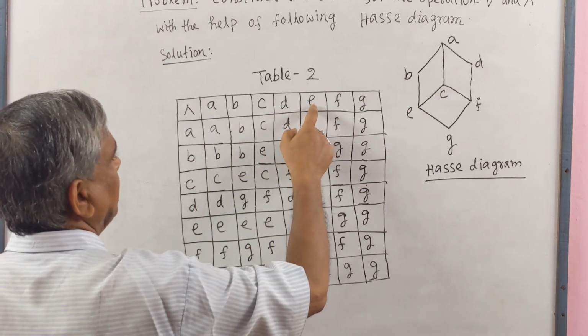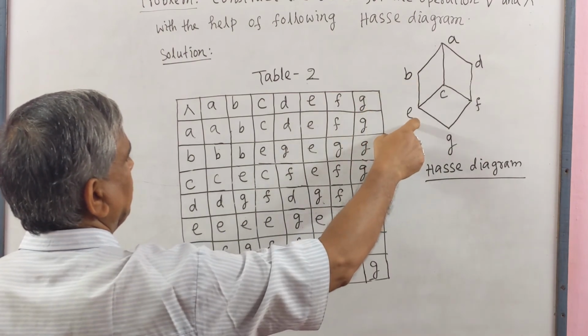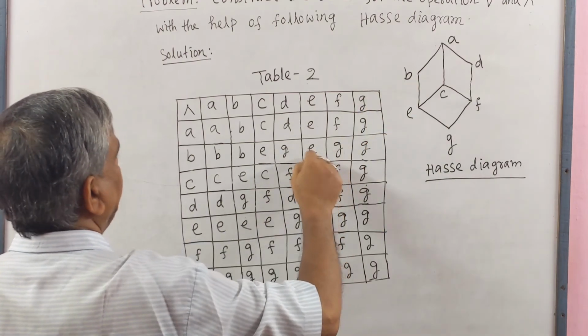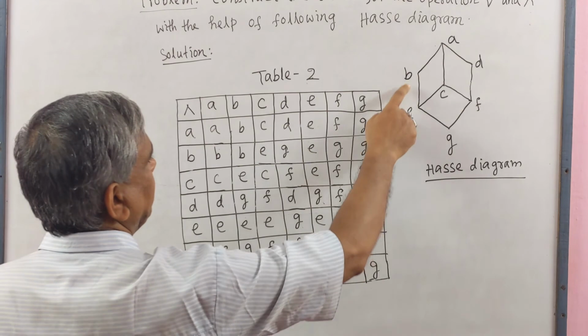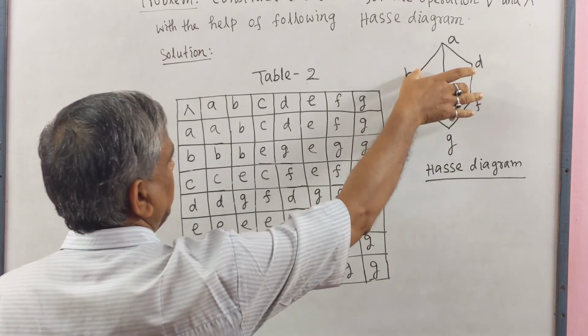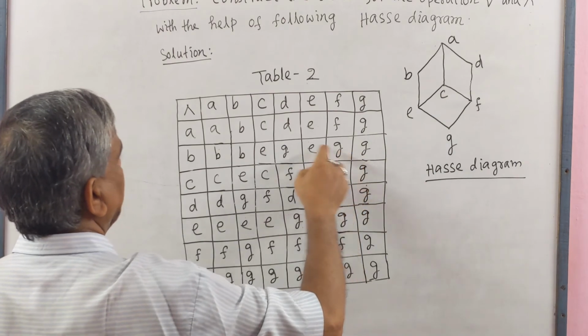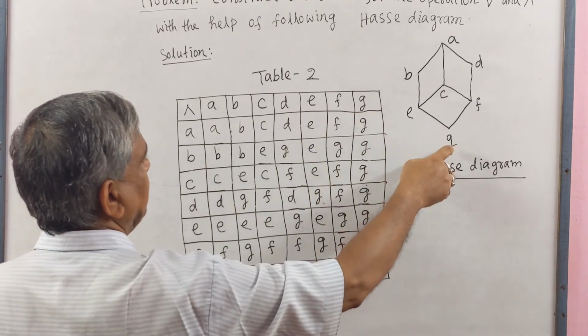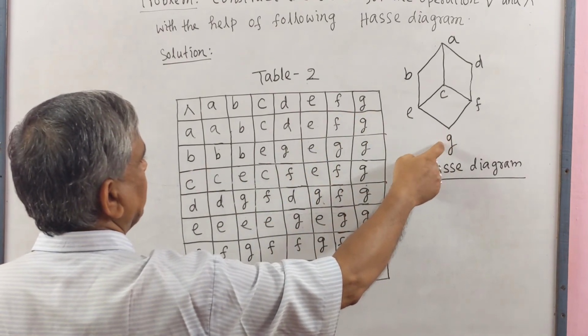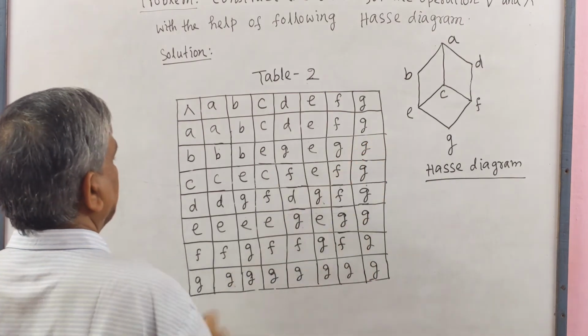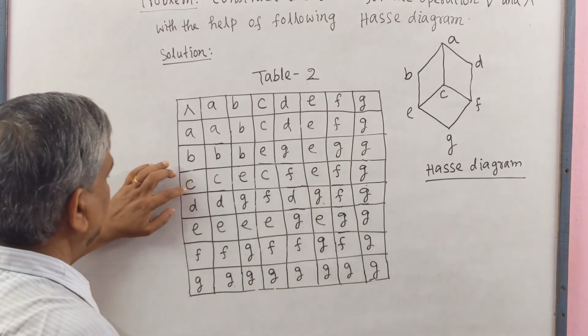B and E will be E. B and F: here we take the immediate lower level, G. B and G: G is the lowest level, so it will be G. Now we operate with C.